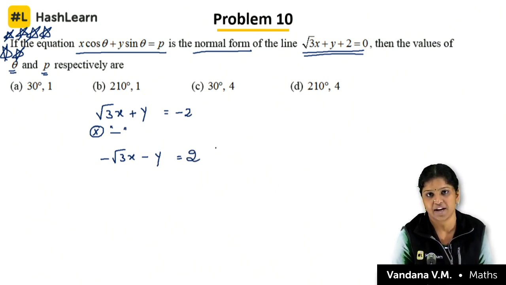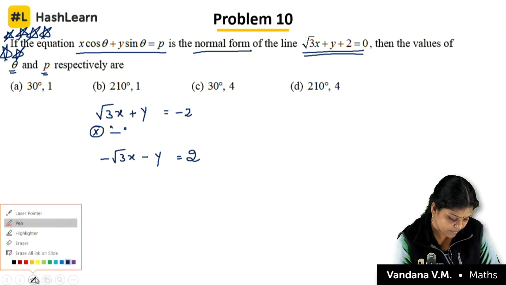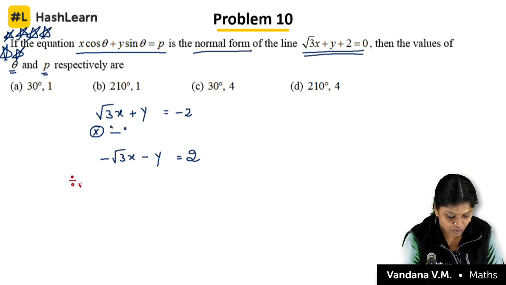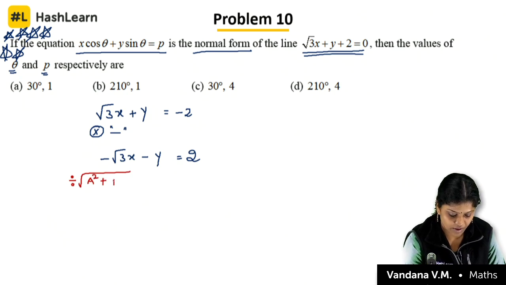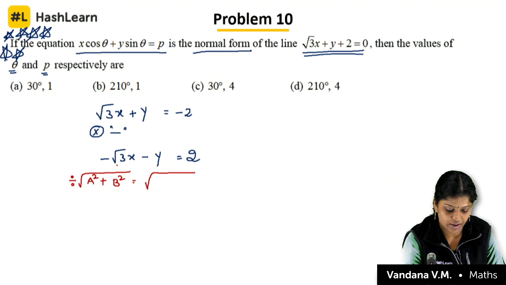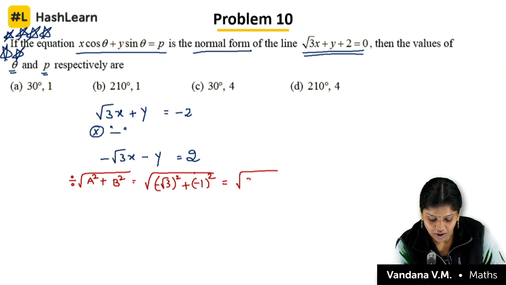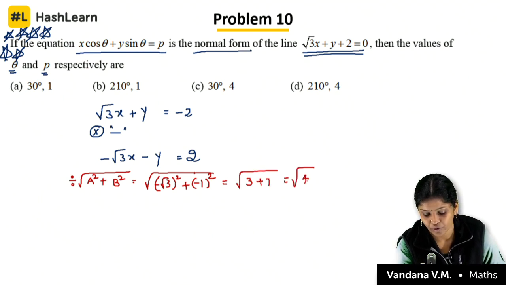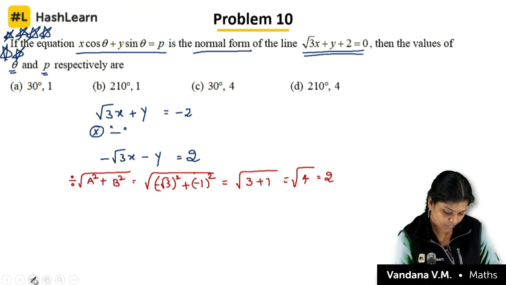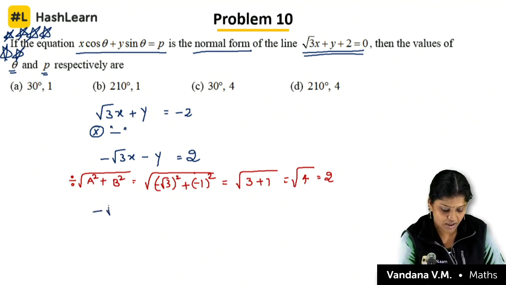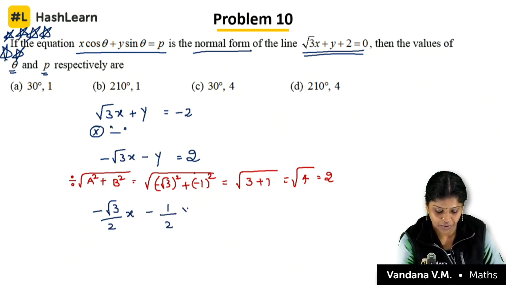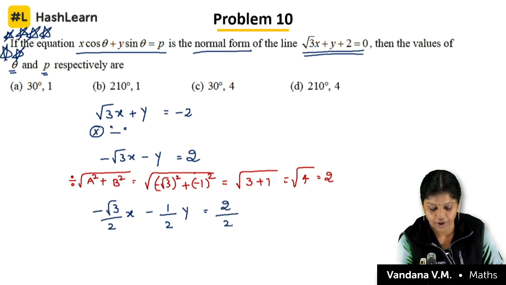Now, I can go for the standard format. What is the first step, children? Divide with root of a square plus b square. Here a is minus root 3, squared, plus b is minus 1, squared. Minus whole square is positive only, right? So, it is 3 plus 1, root 4, that is equal to 2. I have to divide with 2: minus root 3 by 2 into x minus 1 by 2 into y is equal to 2 by 2.